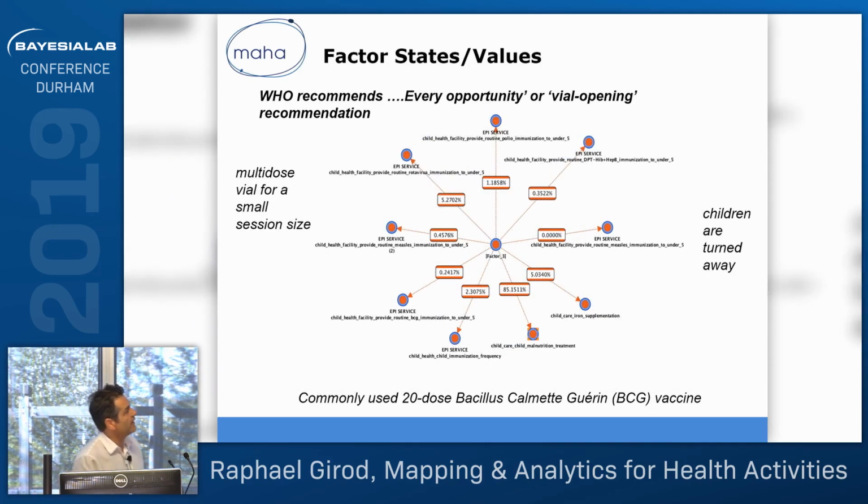Another type of latent factor, and it's very obvious for the WHO, they do not want to miss any opportunity to vaccinate the children. So you are supposed to open a vial, whatever the number of doses. In the case of BCG, you can have up to 20 potential doses in a single vial. So you can imagine when one child is coming, you are losing lots of potential doses. And this is a key issue, how to find the trade-off between the number of children coming to you for vaccination and the opportunity to open this vial.